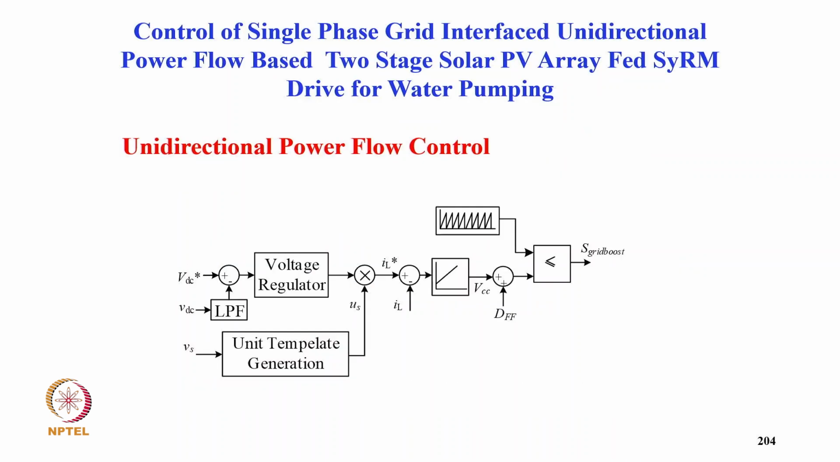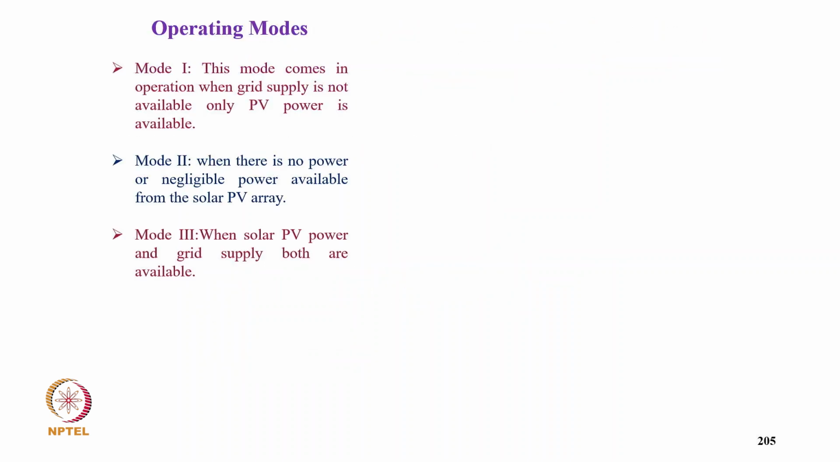So for unidirectional power flow, other things we have already. We control the DC link voltage here with the voltage controller. We get the amplitude of current, multiply by the template, and get the reference supply current of our inductor current, and we have sensed current. From this PI controller we get the reference voltage, and comparing with the carrier, we get the gating signal for the boost converter.